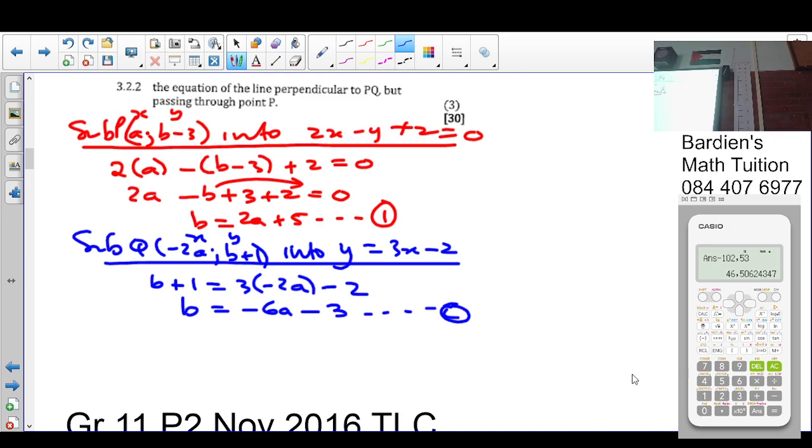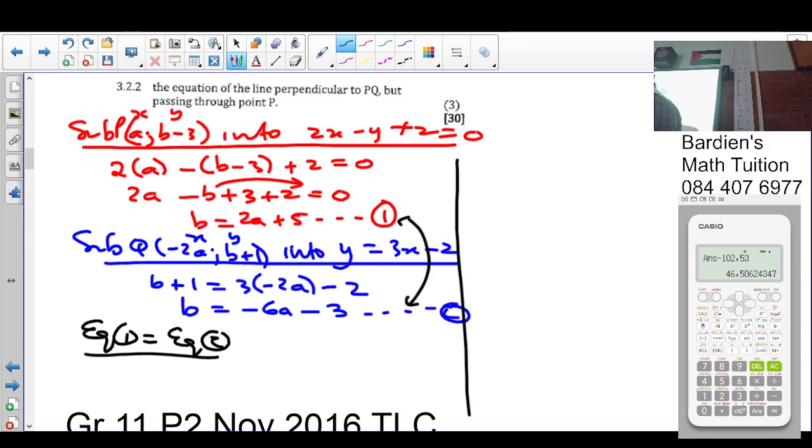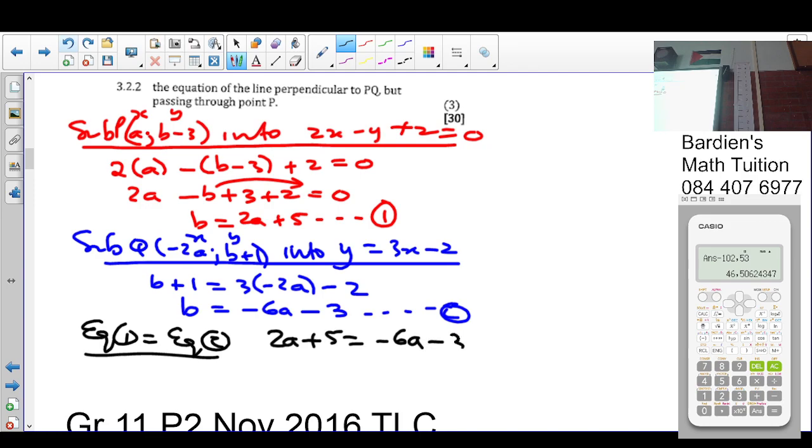So of course, what we do, we set equation 1 equal to equation 2. Again, we don't have to write all of the stuff that I'm underlining here. By setting the two equations equal to each other, we just write that below. We will have 2a plus 5 is equal to negative 6a minus 3. We get over the equal sign, so 8a is equal to minus 8. So a is equal to negative 1.